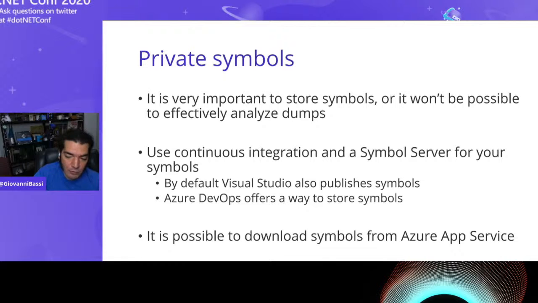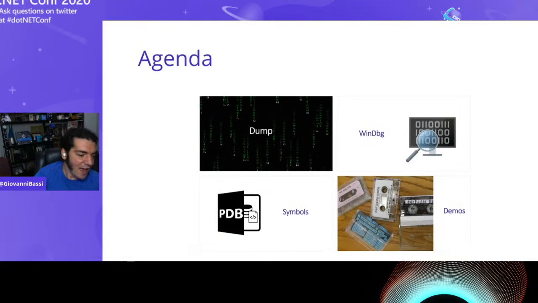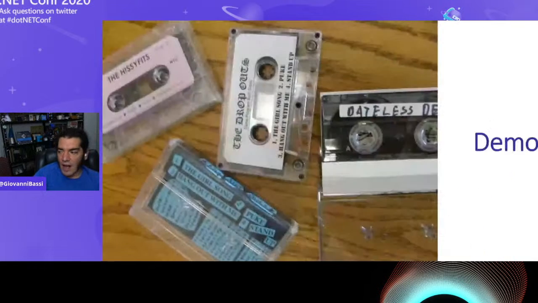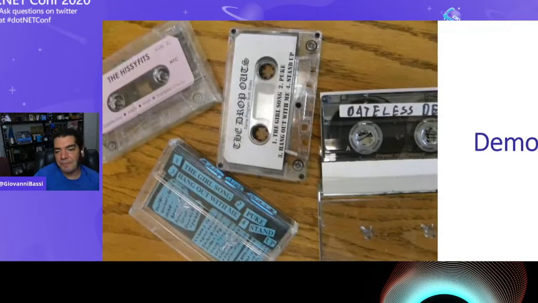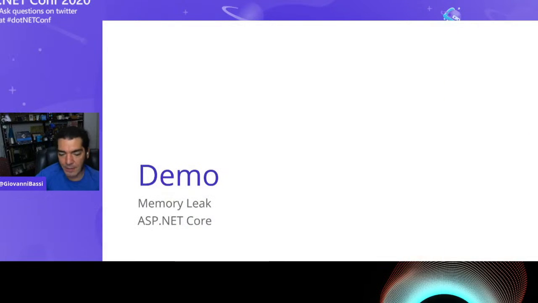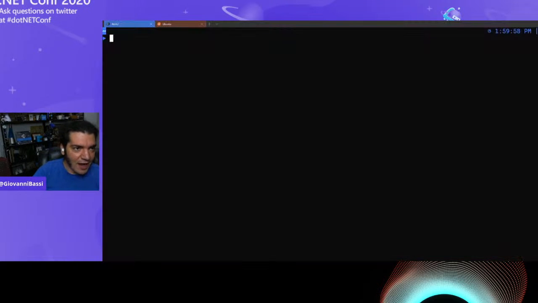It's possible to download symbols from Azure App Service. I already said that. And let's go to the demos. I left a little bit of time for the demos because these demos take a little while, and I want to get a little bit deep into them with you. The first one we're going to do is with WinDbg. It's a memory leak with an ASP.NET Core application, and that's a 2.2 application if I remember correctly. Let's start.